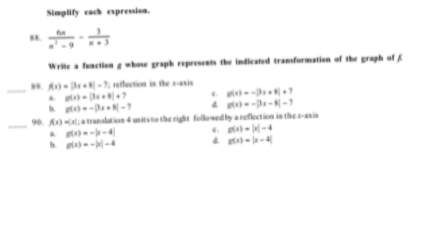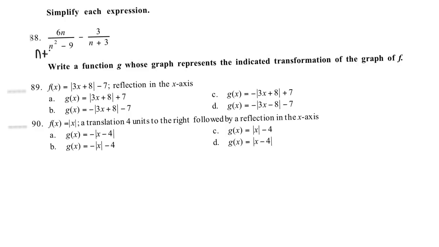Number 88. This one is simplify. Before we did some equals, the solving equation. So this one we need to get a common denominator. My denominator here is n plus 3, n minus 3. So my LCD is going to be n plus 3 and n minus 3. This one's missing the n minus 3. So I'll multiply by n minus 3 on the top and the bottom.